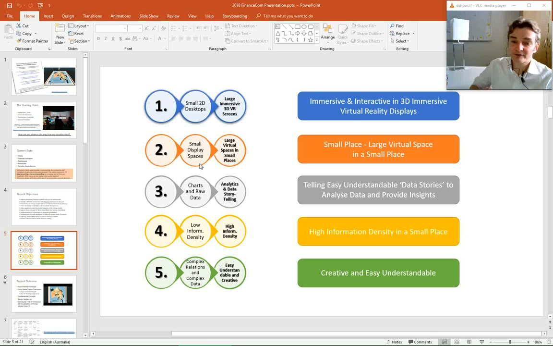So we wanted to explore the idea of providing as much information in a small physical space as possible. We wanted to go away from charts and raw data to more analytics and creative data storytelling or creative approaches. We wanted to go away from a low information density on 2D displays to high information densities, because through the third dimension we are able to present even higher information density in a smaller physical space. And we wanted to show how we can visualize complex relations and more complex data in an easy and understandable creative form. So this was somehow the objectives there.